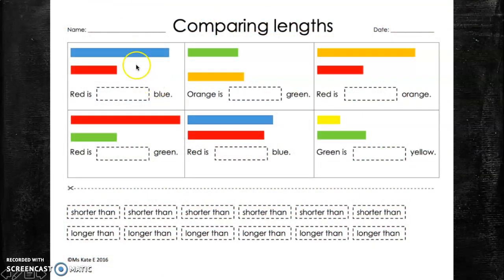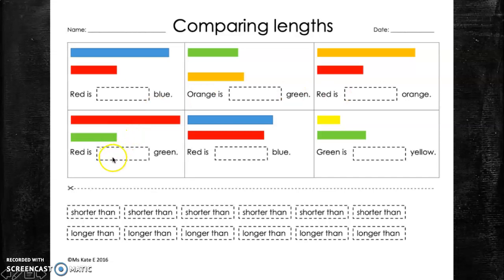Let's practice. Let's compare these lengths, and we use the term shorter than, longer than, or about the same. So the red strip is to the blue. The red is shorter than the blue. The orange is to the green. In my opinion, it's about the same. So orange is about the same to the green strip. How about here? Red is to the orange. Red is shorter than the orange.